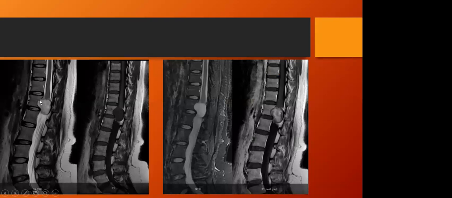Schwannoma here causing posterior scalloping of the vertebrae in T2 and T1, here STIR, and here after contrast.